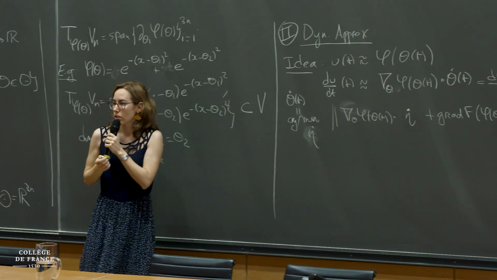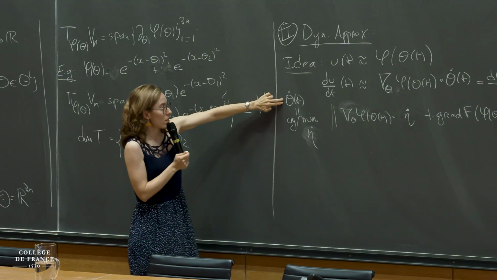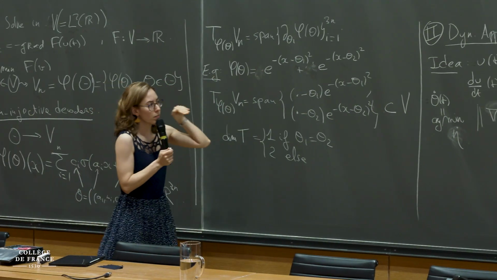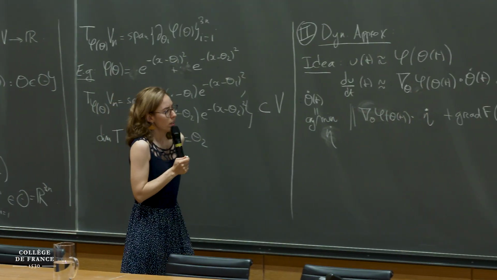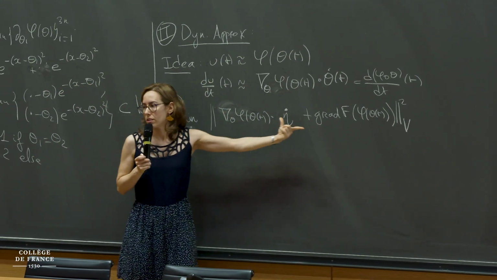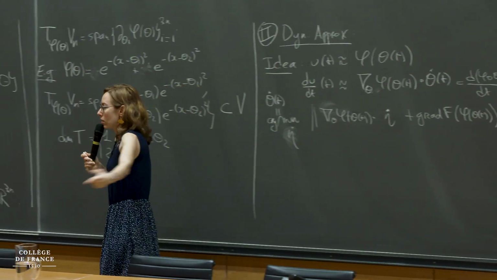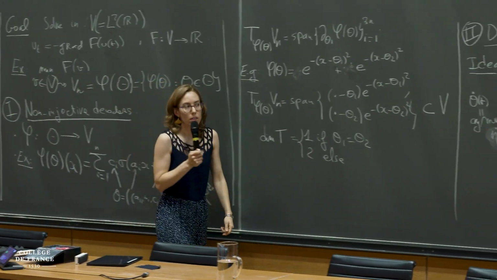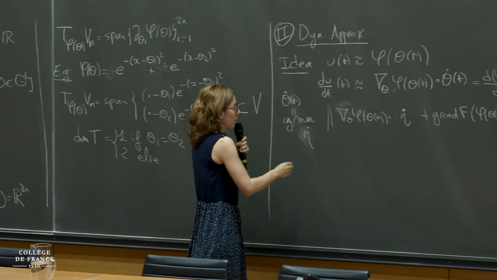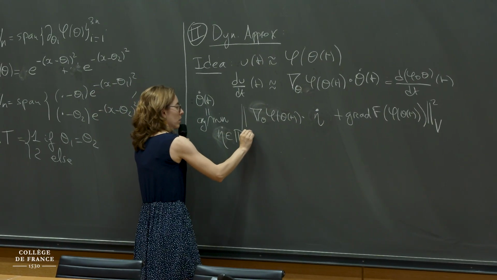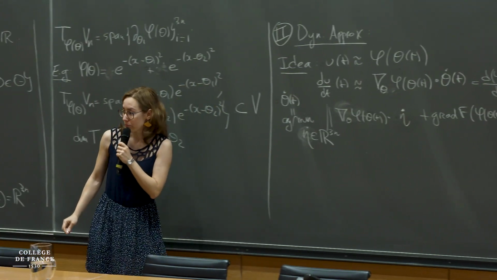This is going to give me the direction in the parameter space that I have to follow in order to make the velocity residual as small as possible and mimic as much as possible this equality. Okay, so this eta dot, in fact, in our setting, is going to live in R^3n.